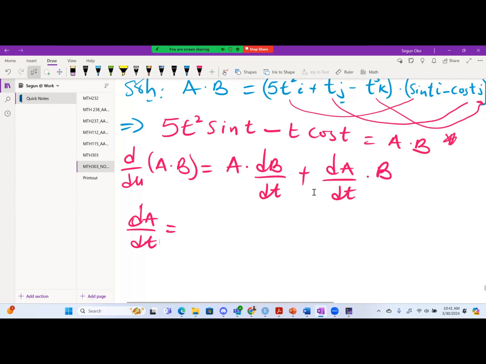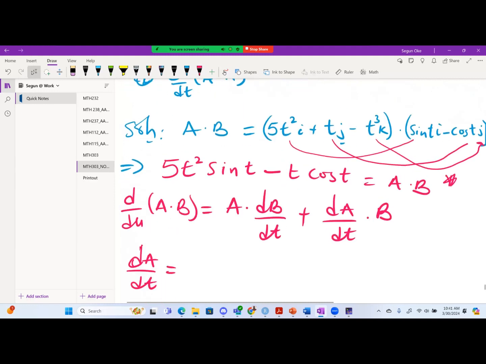Differentiation. The dA/dt, anybody? This is your A, differentiate your A with respect to t. Do you still remember how to differentiate, or do I need to remind us? That should be 10 cos t. You said what? That only should be telling you 10t. Then the sine will change to cos. No, we are not differentiating the A alone.